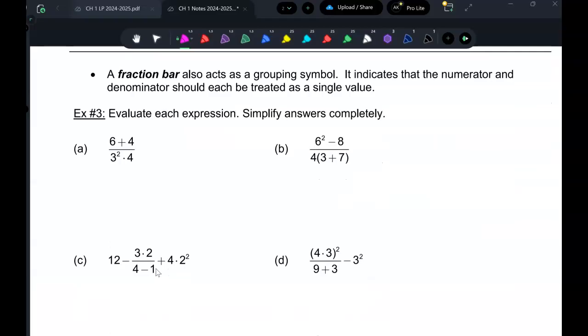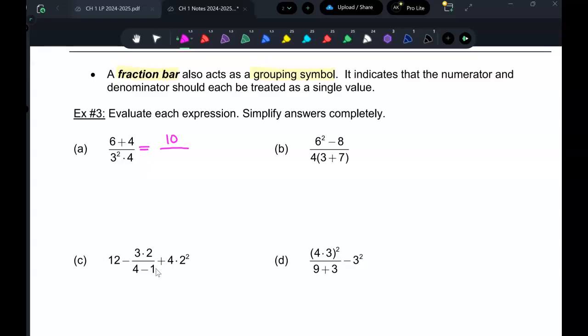Okay. Now, sometimes we have a fraction bar. A fraction bar is also considered a grouping symbol. So it means we're going to take care of the numerator, we're going to take care of the denominator, and then we're going to simplify it, right? Okay, so let's take care of what's in the numerator. 6 plus 4. 6 plus 4 is 10. All right. Now, I'm done in the numerator. There's nothing else I could do yet. But what can I take care of in the denominator?